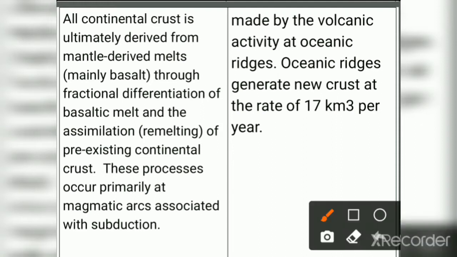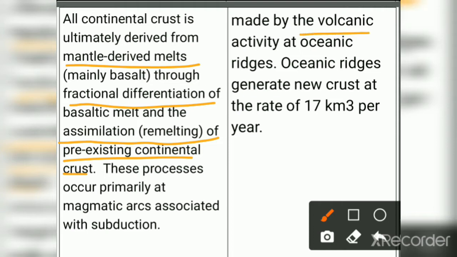All continental crust is ultimately derived from mantle-derived melts, through fractional differentiation of basaltic melt and assimilation or remelting of pre-existing continental crust. These processes occur primarily at magmatic arcs associated with subduction. So continental crust is made mainly by the fractional differentiation of basaltic melt and remelting of pre-existing continental crust, while the oceanic crust is made by volcanic activity at oceanic ridges. The mid-oceanic ridges generate new crust at the rate of 70 km³ per year.